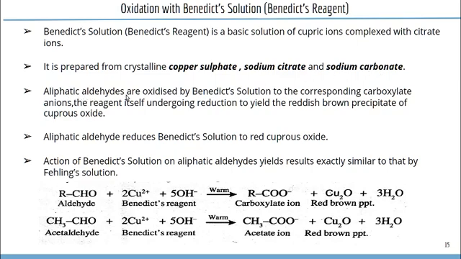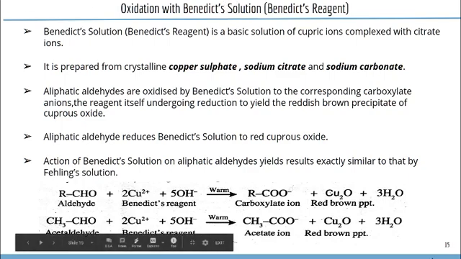Then aliphatic aldehydes are oxidized by Benedict's solution to the corresponding carboxylate anions, the reagent itself undergoing reduction to yield the reddish brown precipitate of cuprous oxide. So as in the case of Fehling's solution, here also aliphatic aldehydes are oxidized by Benedict's solution to the corresponding carboxylate ion, and Benedict's reagent undergoes reduction to yield the reddish brown precipitate of cuprous oxide. So aliphatic aldehydes reduce Benedict's solution to red cuprous oxide.